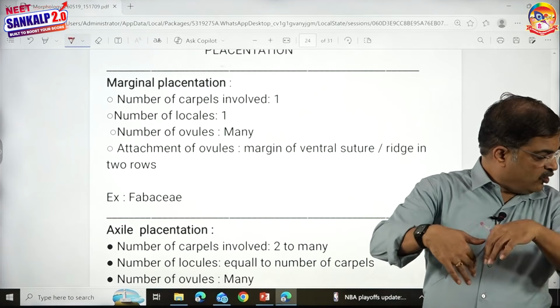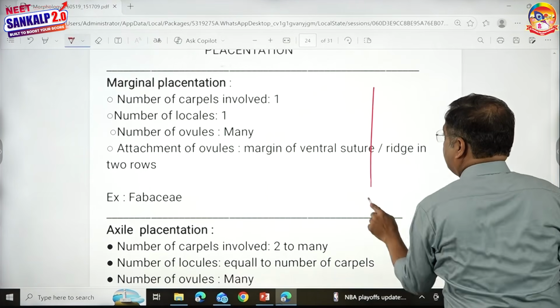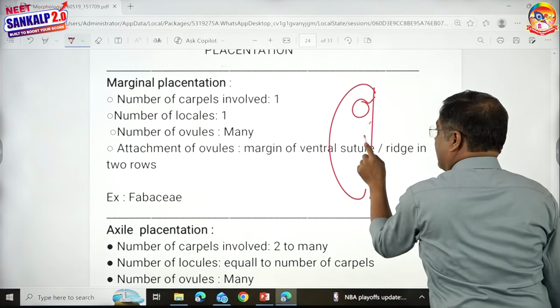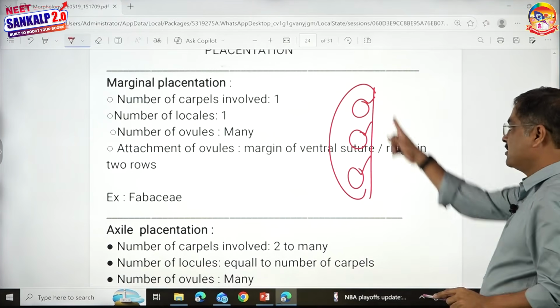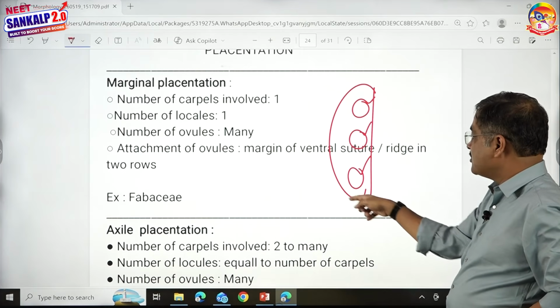When the carpel is folded like this, all right, then all the ovules are attached on one margin. On what is this margin? This is said to be the dorsal suture. This is the ventral suture.